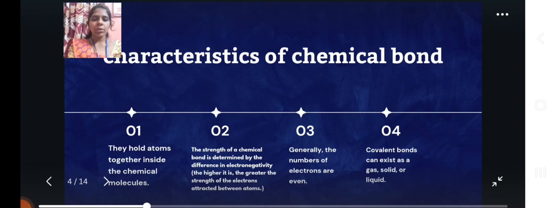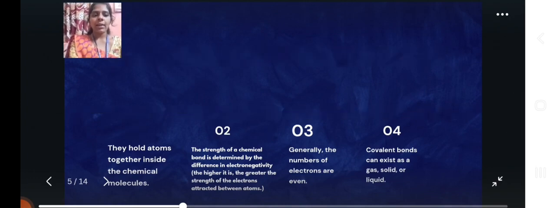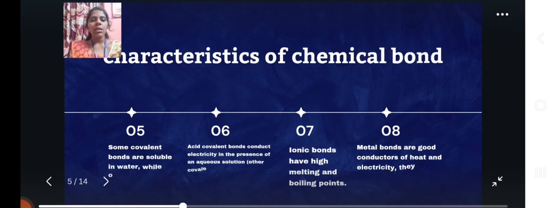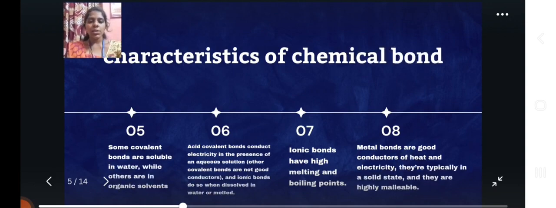Characteristics of chemical bonds. They hold atoms together inside the chemical molecules. The strength of a chemical bond is determined by the difference in electronegativity. Generally, the number of electrons is even. Covalent bonds can exist as a gas, solid, or liquid. Some covalent compounds are soluble in water, while others are soluble in organic solvents.